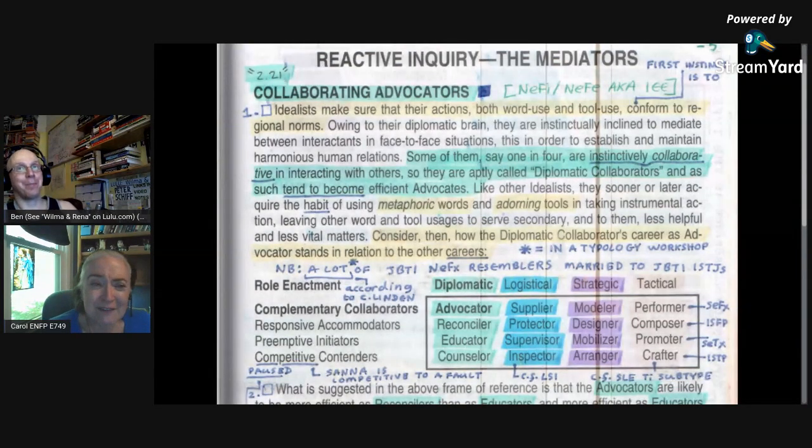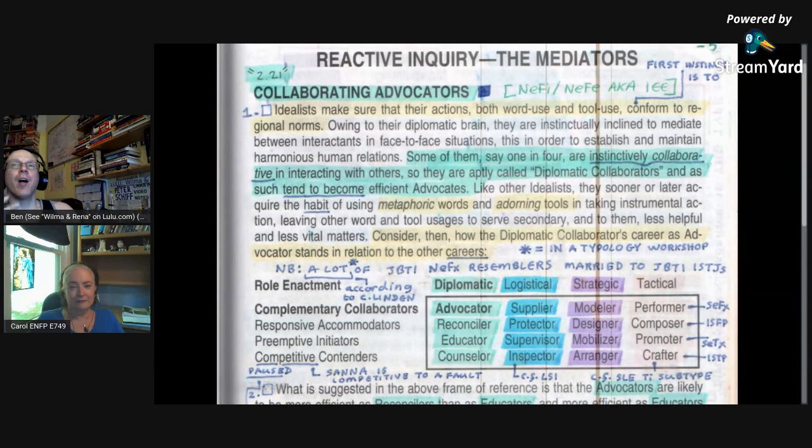You know what it is, though? NTs will adapt something if they can see the strategic purpose of it. If they see a purpose of it and it's pragmatic, they'll do it. Yeah, and if other parts of their personality develop. Adorning tools are taking instrumental action, leaving the other word and tool usages to serve secondary and, to them, less helpful and less vital matters.